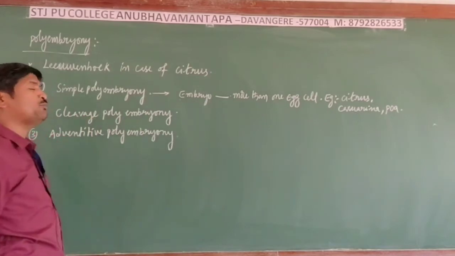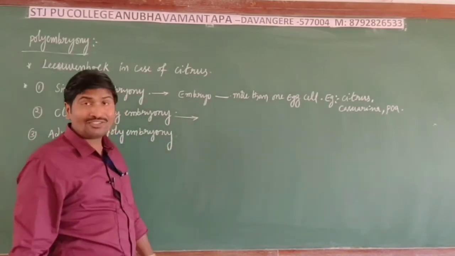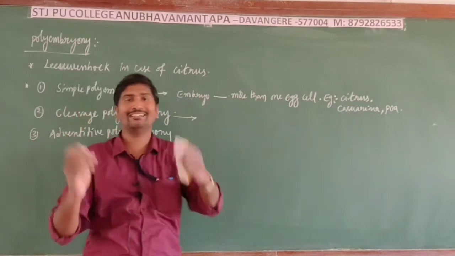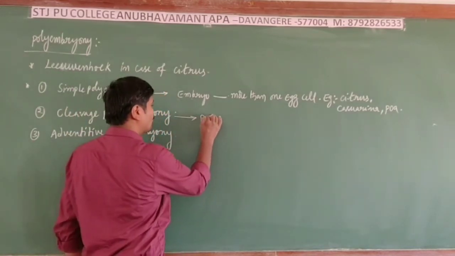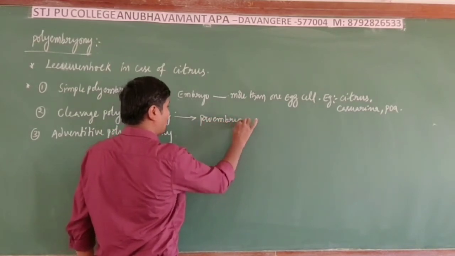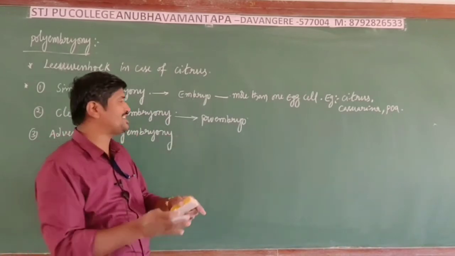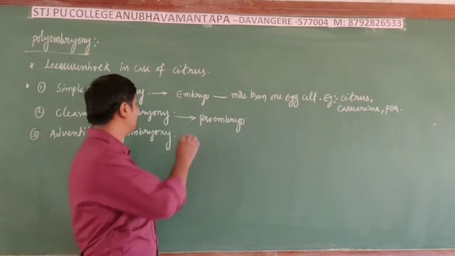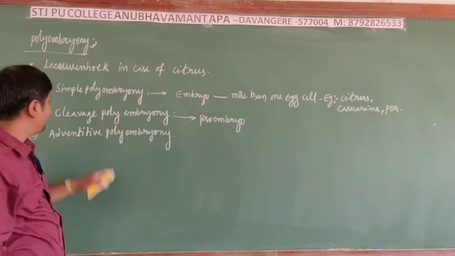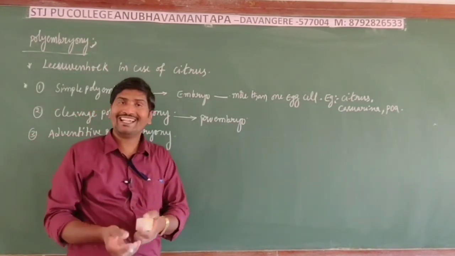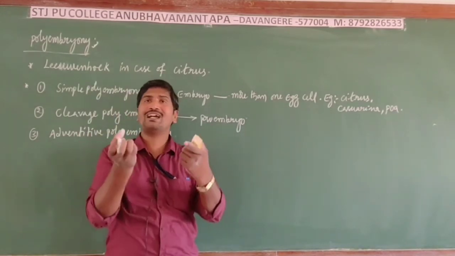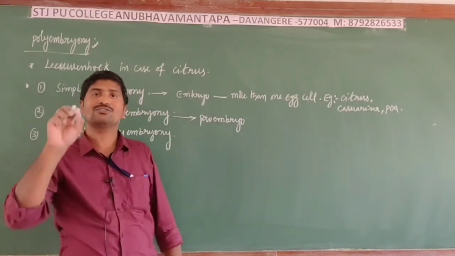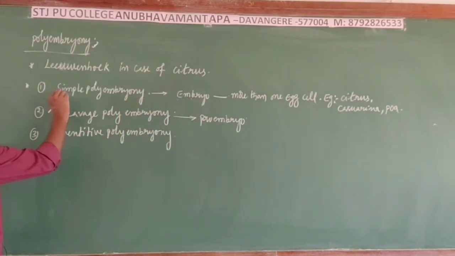Next one, cleavage polyembryony. See here, embryos are developed from the proembryo due to cleavage, the splitting of the proembryo. What happens? A single embryo, that is the proembryo, during the initial stage of embryo development, splits and is converted into more than one embryo. That leads to polyembryony. That is known as cleavage polyembryony. Here the proembryo branches, and each branch develops into an embryo, leading to a number of embryos in a seed. Such polyembryony is known as cleavage polyembryony.